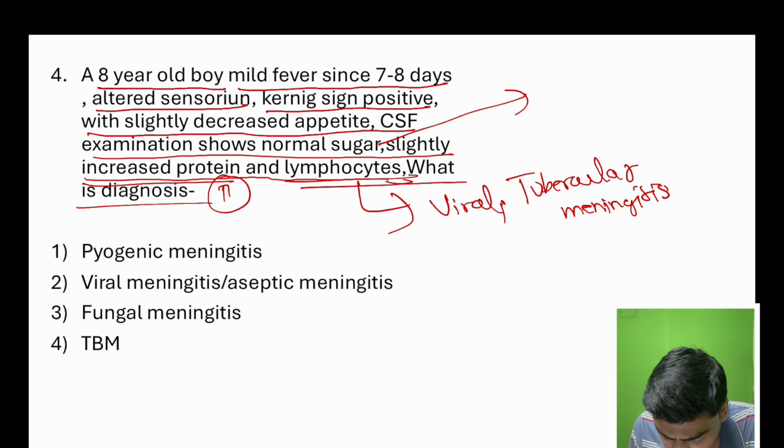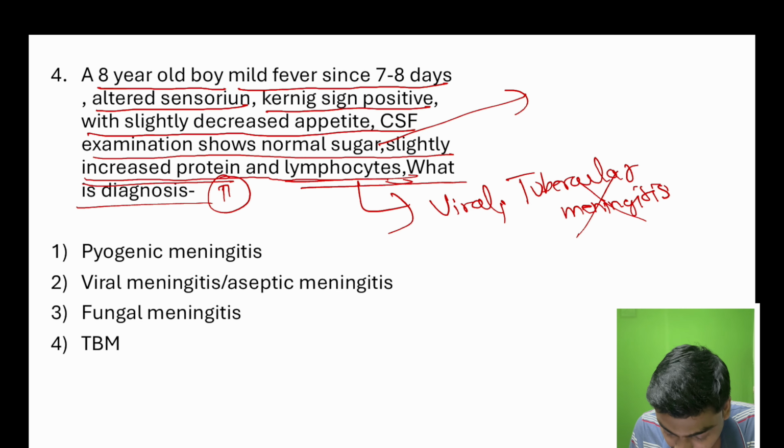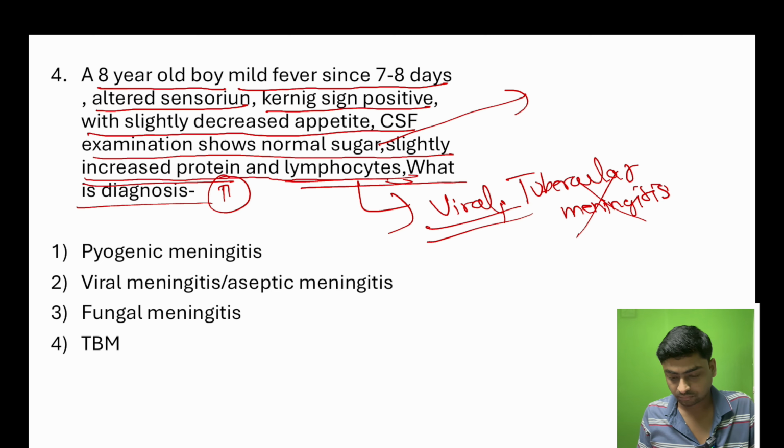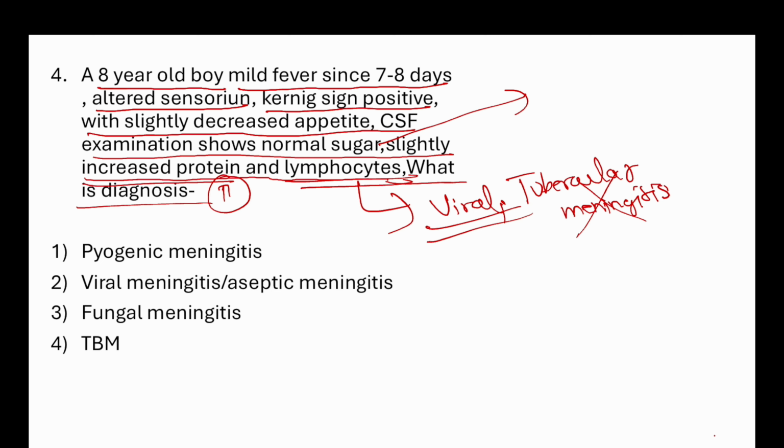So other symptoms suggest increase in protein and a decreased appetite, and the mild fever of 7 to 8 days suggests it is viral meningitis. So in question number 4, viral or aseptic meningitis, the second option, is correct. So this is all about meningitis.